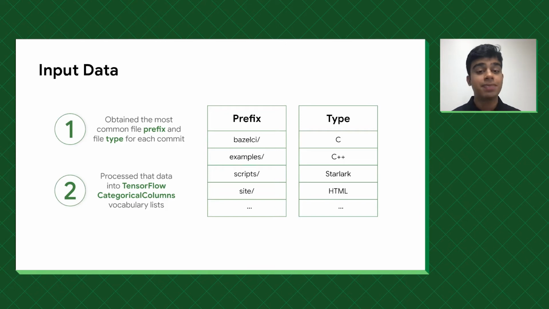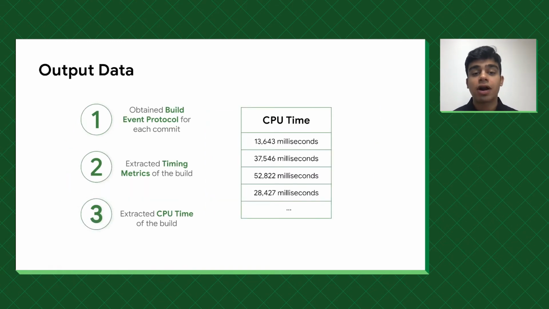Our next step to pre-process that data for our machine learning model is to put them into TensorFlow categorical columns. Similarly, for our output data, we obtain the build event protocol for each commit. This harks back to why we chose to work with Bazel in the first place: it gave us access to very clear output data of the exact build time within the timing metrics of each build event protocol. Based on the CPU time of each build, we were able to understand exactly how long each build took based on the file type and file prefix that was changed for that commit.